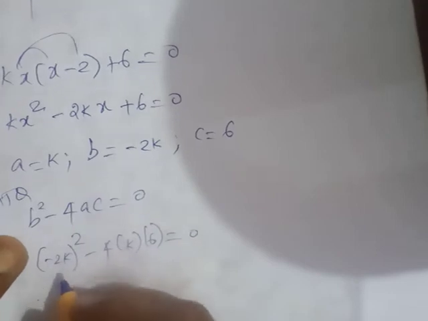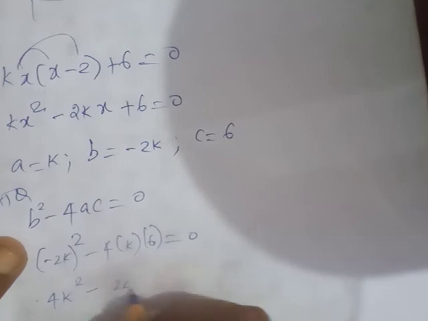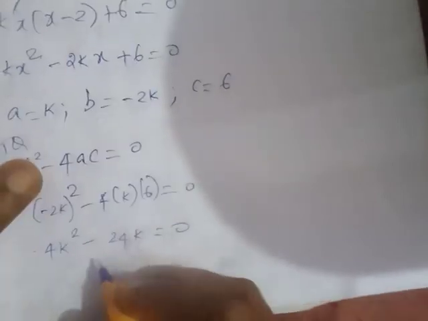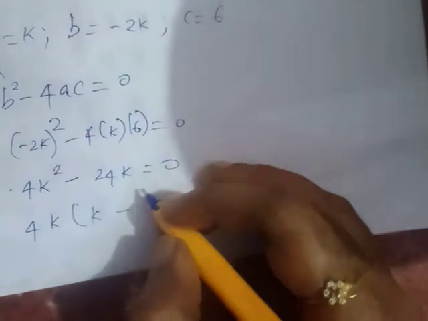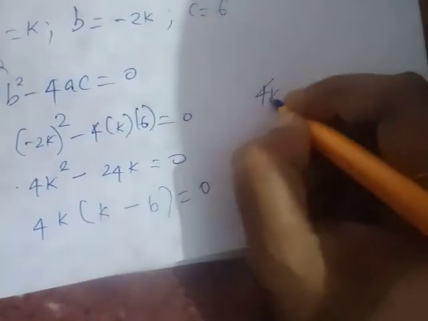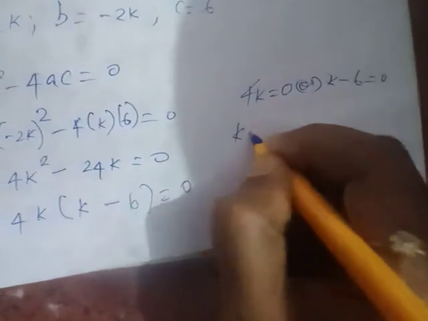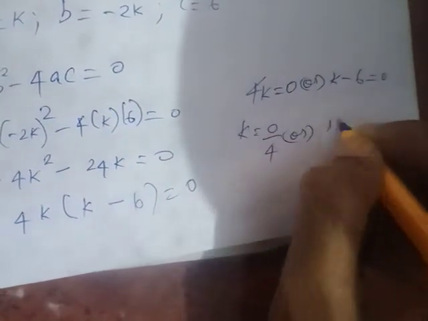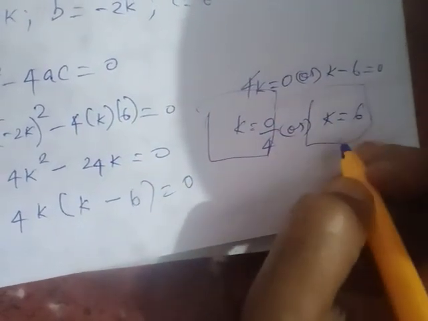So b square means minus 2k the whole square minus 4 into k into 6 is equal to 0. So minus becomes plus, 2 square becomes 4, k square, minus 4 6s are 24k is equal to 0. So when we take common out 4 and k, we will be getting k minus 6 is equal to 0. So when you get like this, either 4k equal to 0 or k minus 6 is equal to 0. So k is equal to 0 by 4 or k is equal to 6. So you will be getting two values, k is equal to 0 or k is equal to 6.